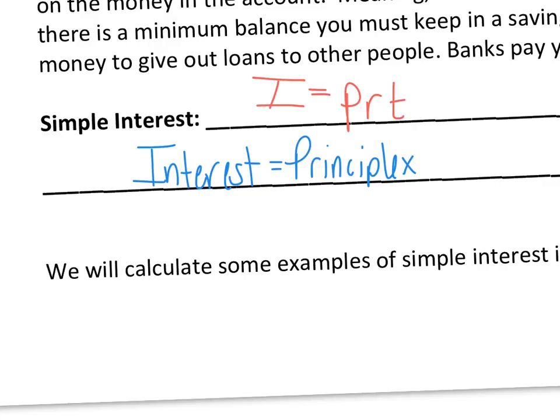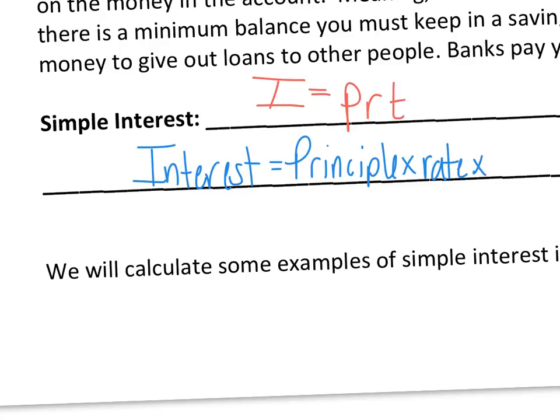R stands for rate. Now you do have to be careful. Rate needs to be in decimal form. So oftentimes it might say the interest rate is 4%. But when you go put it in the formula, it needs to be in decimal form. So 4% is not 4. It's actually 0.04. And that's how it needs to be written.